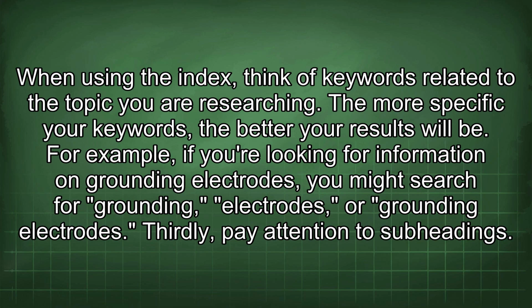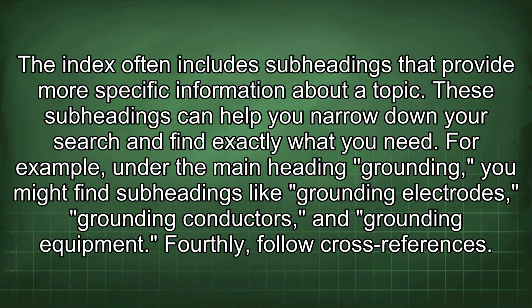Thirdly, pay attention to subheadings. The index often includes subheadings that provide more specific information about a topic. These subheadings can help you narrow down your search and find exactly what you need. For example, under the main heading grounding, you might find subheadings like grounding electrodes, grounding conductors, and grounding equipment.